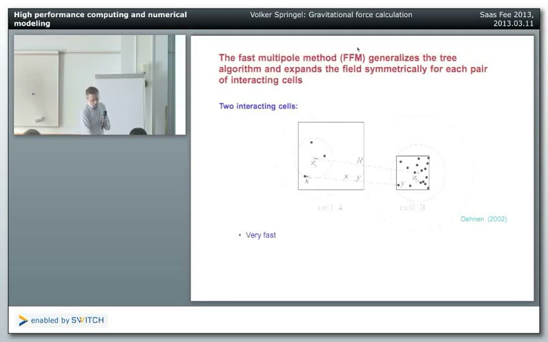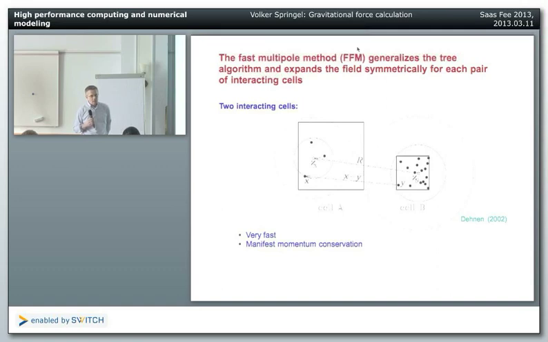So the huge advantage of this fast multipole method is that it's still faster than the tree algorithm. In fact, with this you can show that the cost for calculating all the forces is now not n log n, but is actually proportional only to n. So it's still better, and the prefactor is usually a few. So you can in principle be a few times faster with this. So it's very fast. And it manifestly conserves momentum.